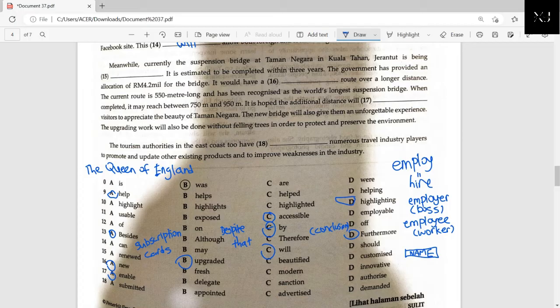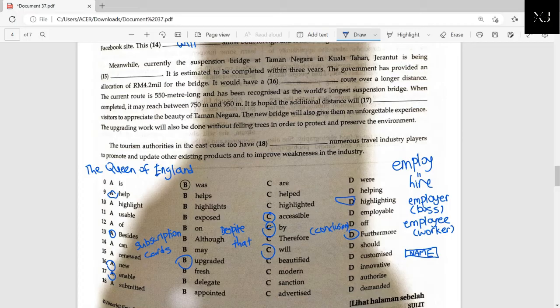Okay, the tourism authorities in the East Coast too. Oh yeah, by the way, how do I explain the word east? The direction where the sun comes out in the morning, that's east. The direction where the sun sets in the evening, that's west. So yeah, East Coast too have something numerous. Numerous means a lot of travel industry players to promote and update other existing products and to improve weakness in the industry.